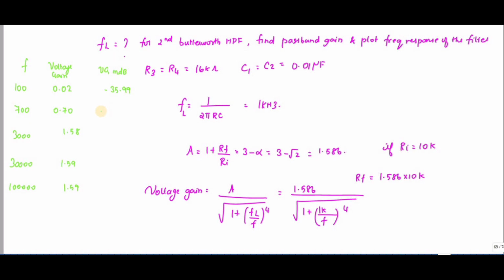And this is 4.01, and this is 3.95, and this is minus 3.1. So if you see, as the frequency is increasing, the gain in dB initially goes up to a maximum of 4.